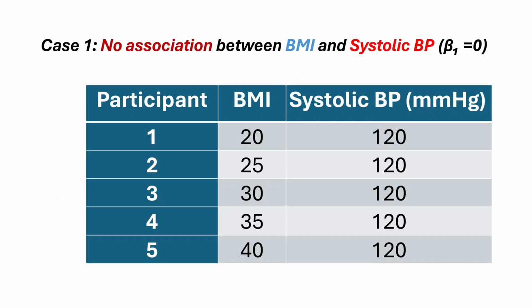Now let's look at how regression helps us estimate a response, in this case systolic blood pressure, based on predictor BMI. We'll go through 2 examples. One, when there is no association between BMI and systolic blood pressure, and number 2, when there is an association. First, consider this example of no association. Here, even as the BMI increases from 20 to 25 all the way to 40 across different participants, the systolic blood pressure stays the same at 120 millimeters of mercury.